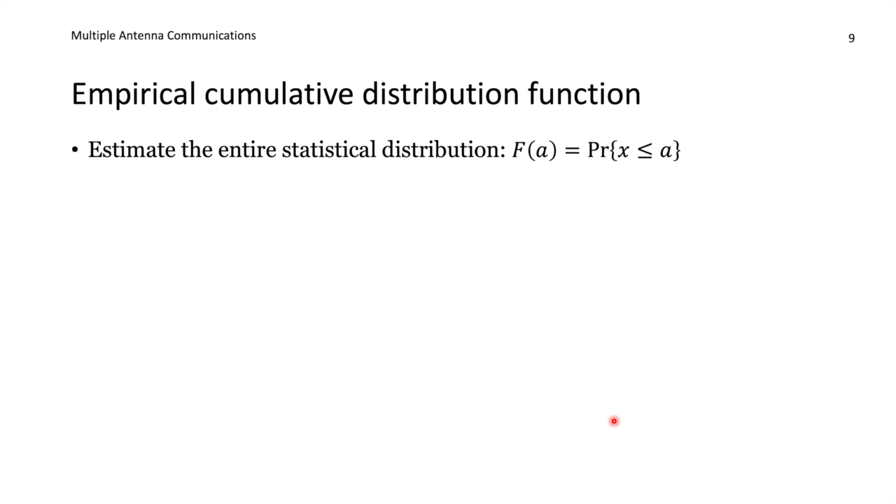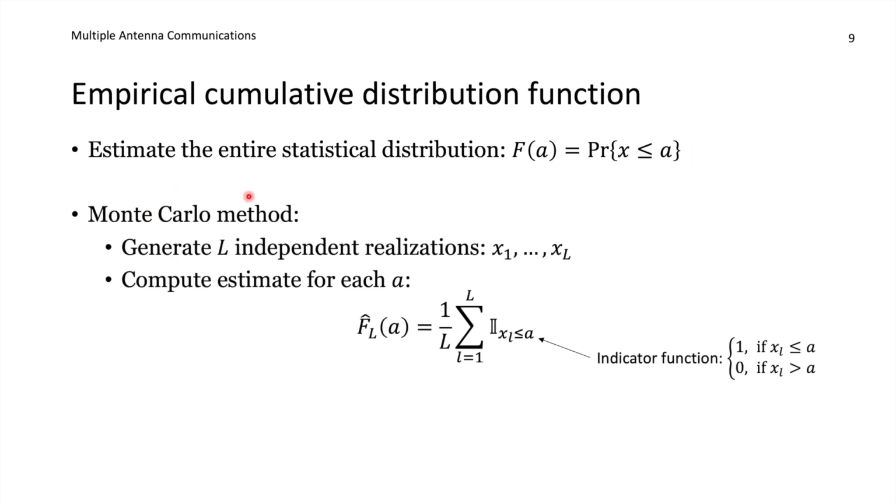Finally, we might be interested in not just measuring one property of the random distribution, but the entire statistical distribution. And for a random variable, the statistical distribution can be described by the cumulative distribution function F of a here, which is the probability that the random variable x is smaller or equal to a. We can use the Monte Carlo method to estimate this entire statistical distribution, but we need to do it for each a value here separately. So we generate L independent realizations, but in this case we use all of them to estimate the entire function.